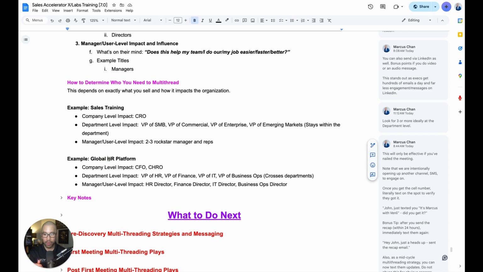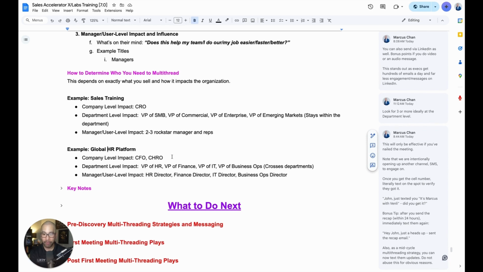And then another example could be a global HR platform. So let's say you work for a company like Workday or something like that. The company level impact could be the CFO and CHRO, so super high level. Department level impact could be VP of HR, VP of Finance, VP of IT, VP of Biz Ops. And notice these really cross departments. And again, when you think about this, generally speaking, even if it's within the same department, sales, most people are just not good at internal communication. When it's multiple departments that cross over divisions, they're even worse at this. This is why multi-threading is so absolutely critical.